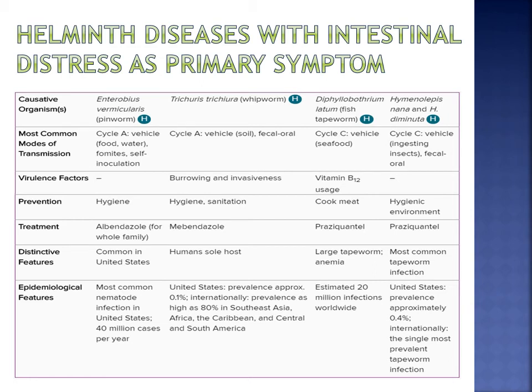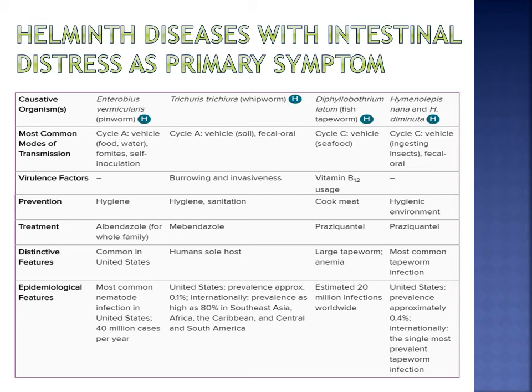This goes through cycle A transmission, where we take in usually eggs of the organism, either on vehicle, food, water, sometimes fomites, or self-inoculation, where you get them under your fingernails or on your hands. They're very, very tiny. So really prevention for this is just being very clean. Luckily, there is treatment for this. If you do have someone in your household with pinworms, it means pretty much guaranteed everyone in your family has pinworms.